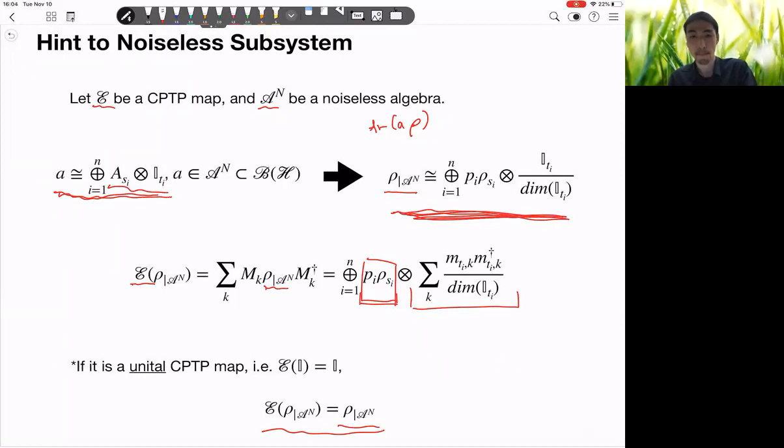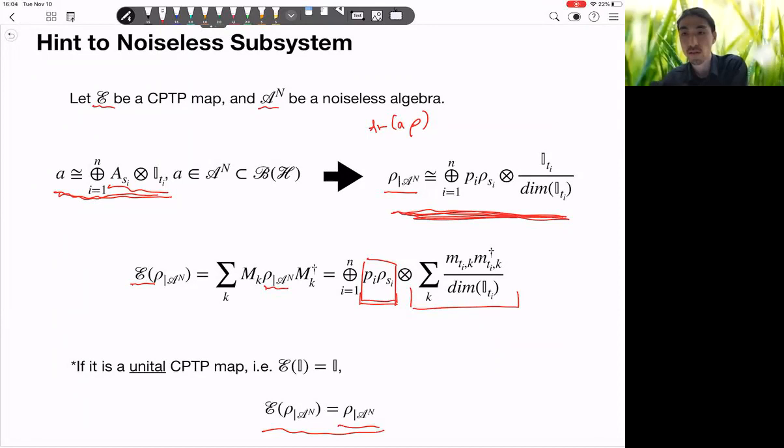Just a general question. Uh-huh. To talk about subsystems, can you not do this in the Heisenberg picture as well? Or is there any advantage to talking about subsystems in the Schrodinger picture? In this case, you can explicitly see how the CPTP map acts on density matrices. That's it. Okay, thanks.